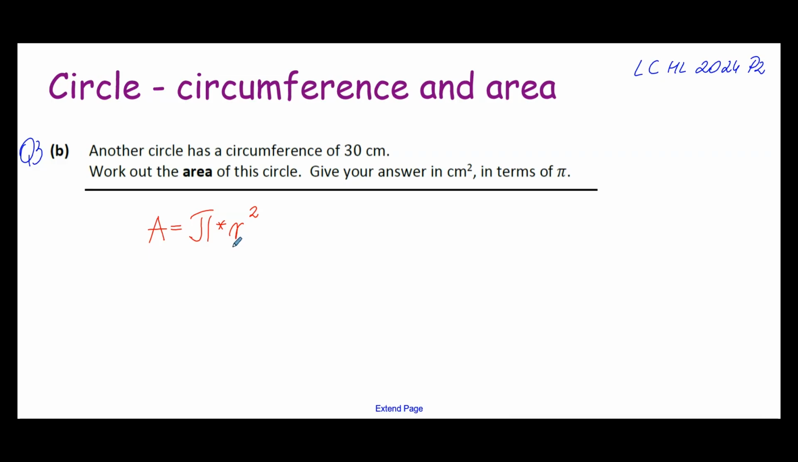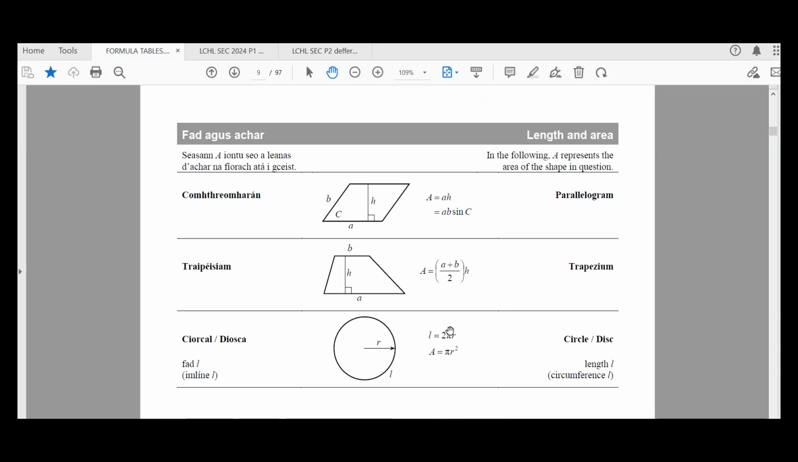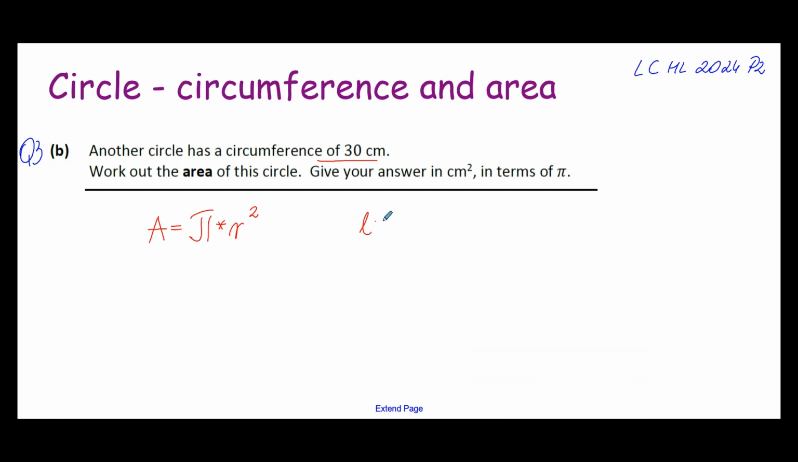Radius. Now, the only numerical information provided is the circumference. How did they get that number? Again, we go to our table and find the formula for L, the circumference. So L equals 2 multiplied by pi multiplied by radius. This number here is 30, and on the other side, I have 2 multiplied by pi multiplied by radius. So we can use that to find the radius and therefore find the area.